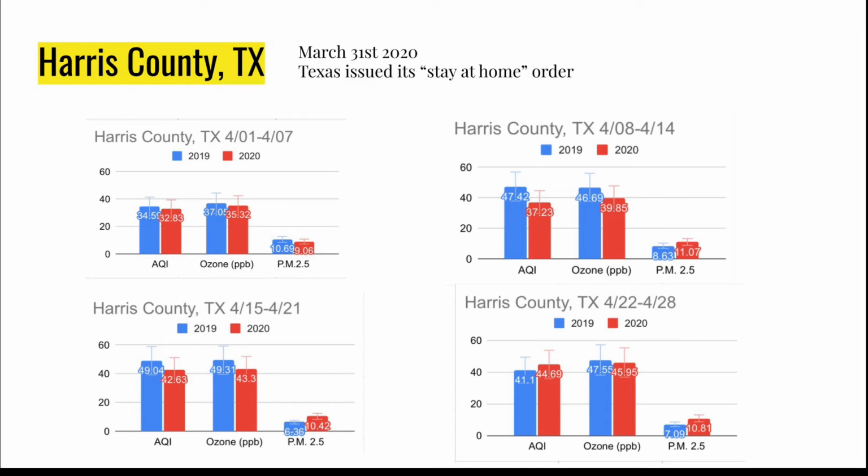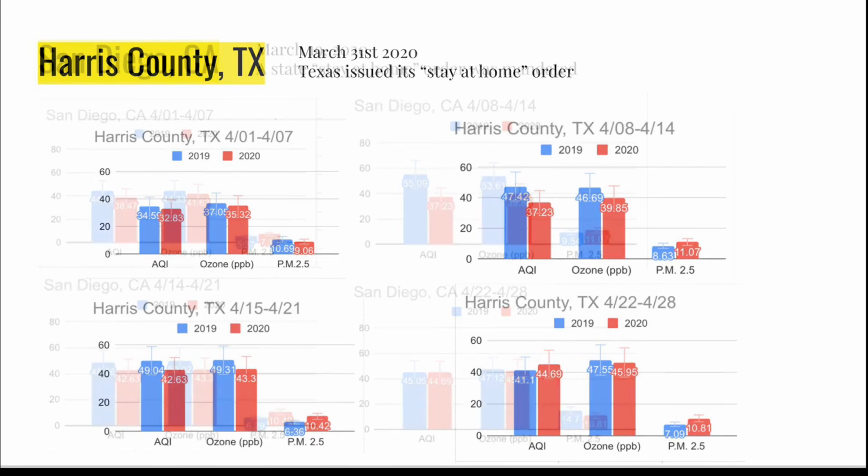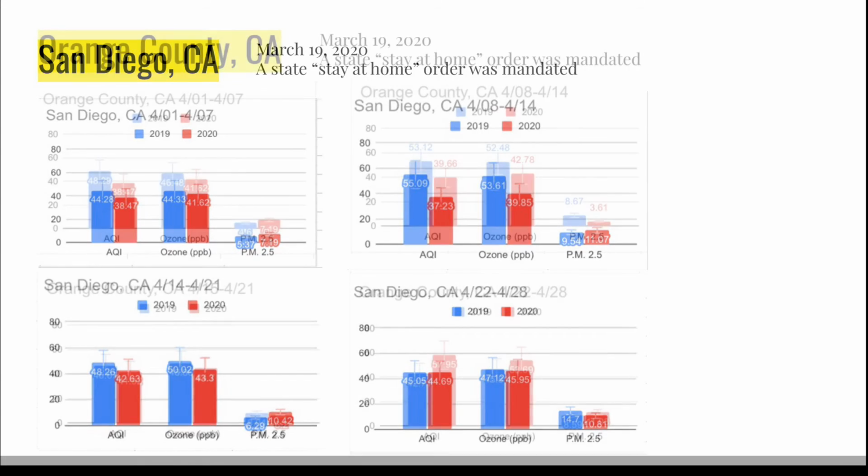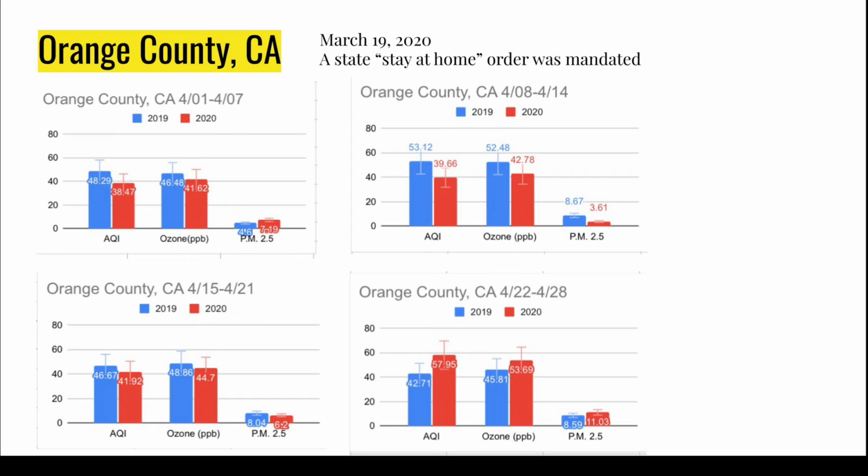Harris County followed the same patterns as the rest, however, the 2020 data for the last week is higher than the 2019. San Diego's 2019 data is still higher than that of 2020, however, unlike the one in Los Angeles, in the last week the 2019 data is still higher. However, while Orange County follows again the same patterns of the previous weeks, their 2020 data for the last week is higher, just like Los Angeles.